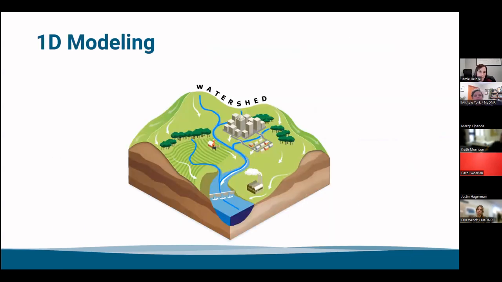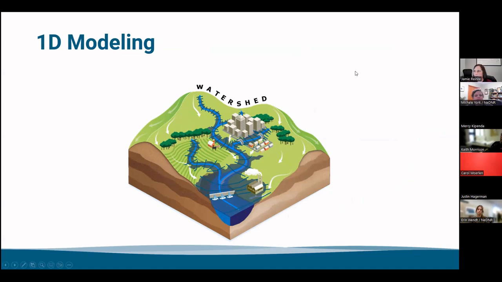This is a quick animation of what that looks like on a watershed-wide view, where you have your cross sections coming in, flow entering the system, but the limitation being anything in between cross sections, again, is interpolated when we get into GIS.